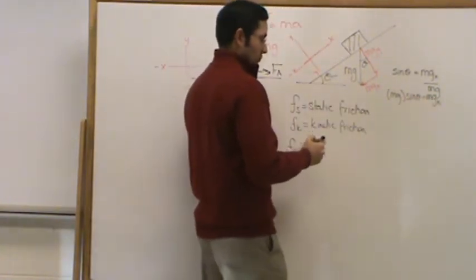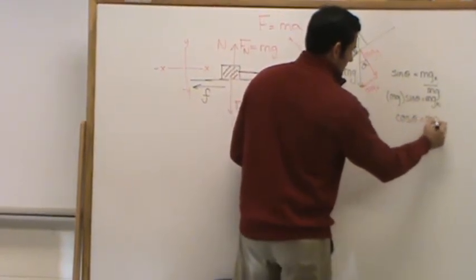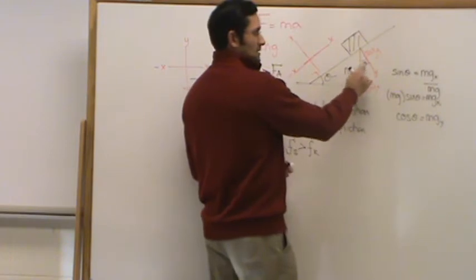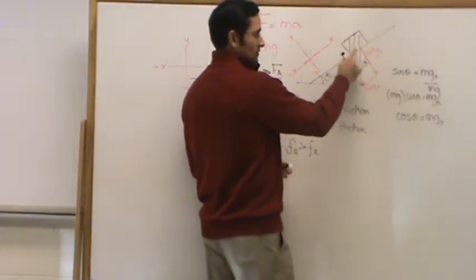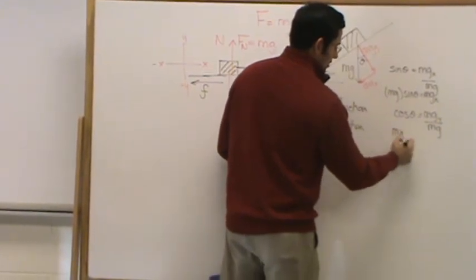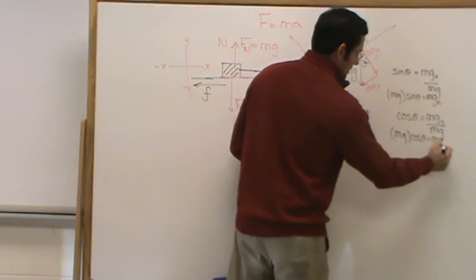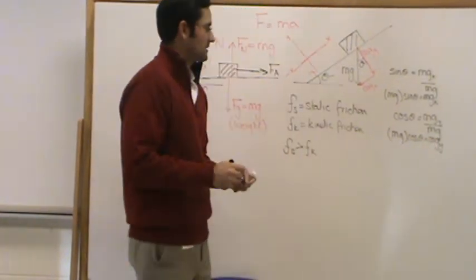Same thing applies for your y component. You can use cosine theta is adjacent, this is your theta, that's your adjacent side, adjacent over hypotenuse. So mg cosine theta gives you your y component. That's how you calculate your x and y components.